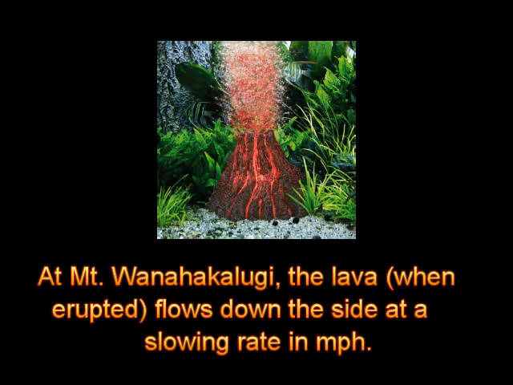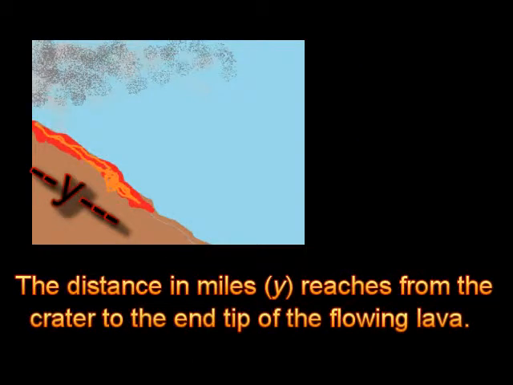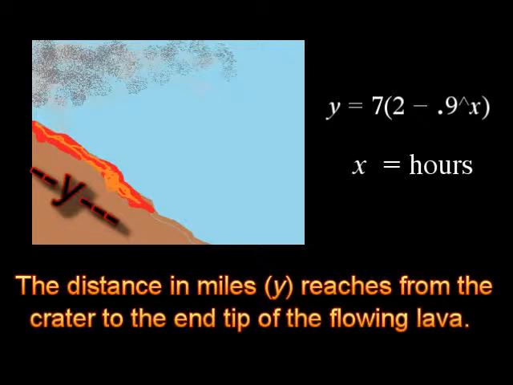Hakulugi, the lava, when erupted, flows down the side at a slowing rate in miles per hour. The distance, in miles or y, reaches from the crater to the tip of the lava. This is given by the equation y equals 7 times 2 minus 0.9 to the x, where x equals the time.